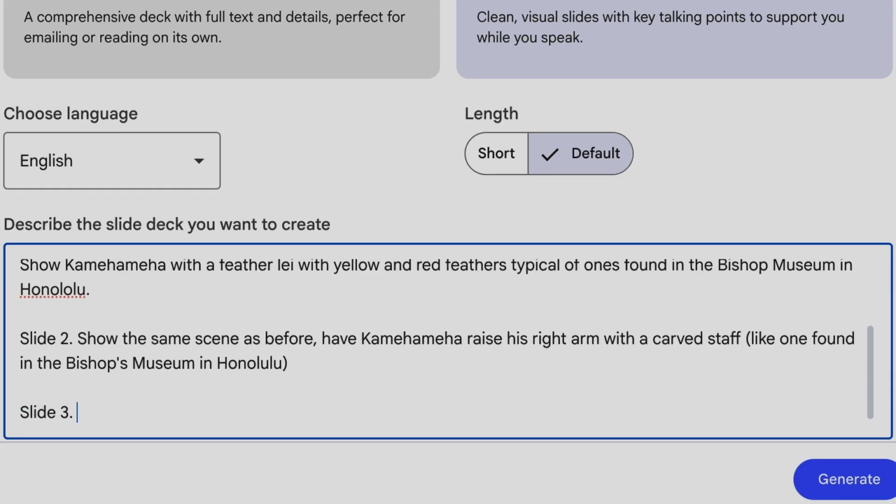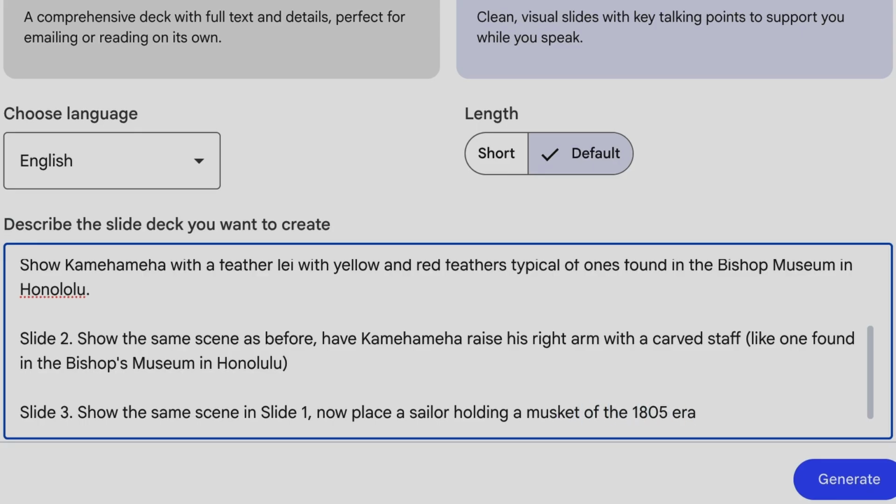Slide 3. Show the same scene in slide 1. Now place a sailor holding a musket of the 1805 era, bowing to the king, King Kamehameha.